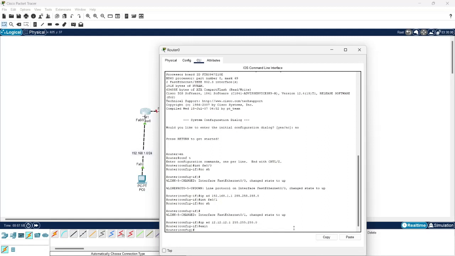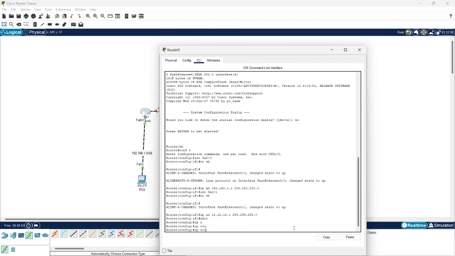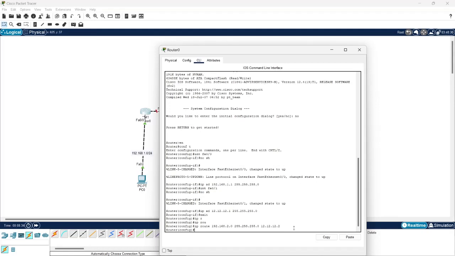After that, we're gonna make the route. So we're gonna type ip route with the IP address 192.168.2.0 with the prefix 24 via the IP 12.2. Okay, that is for router 0.